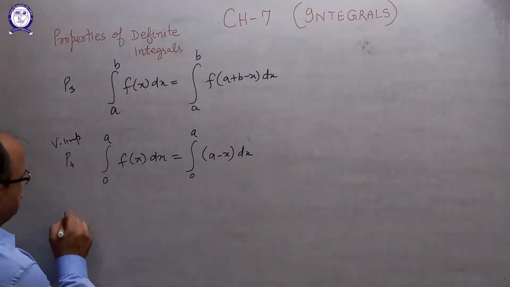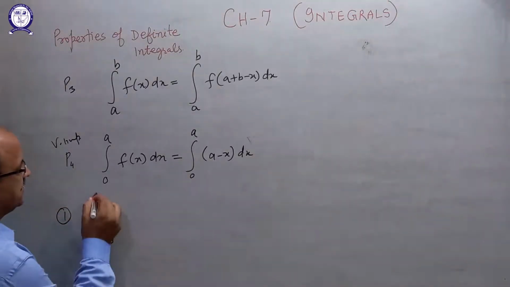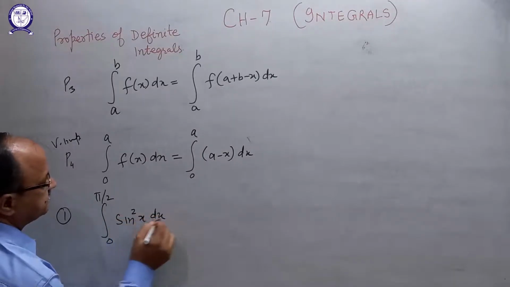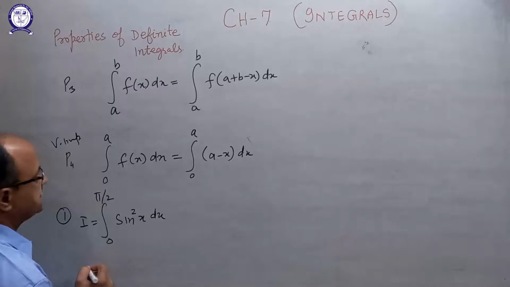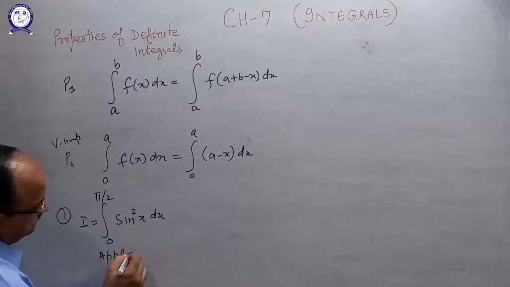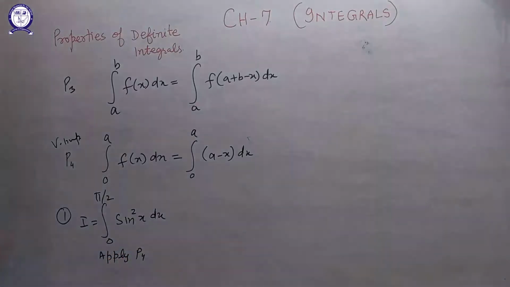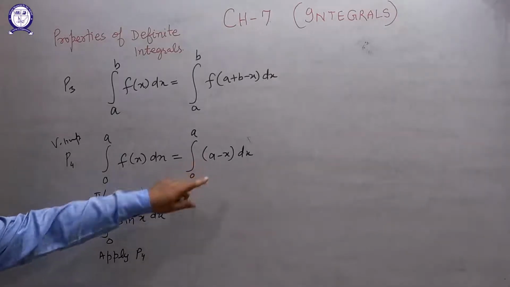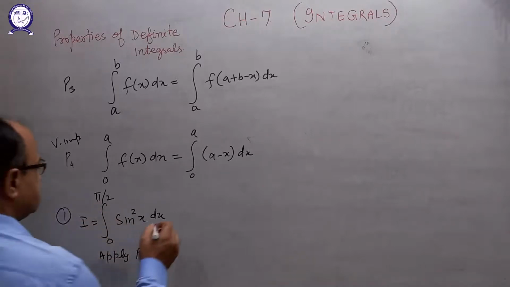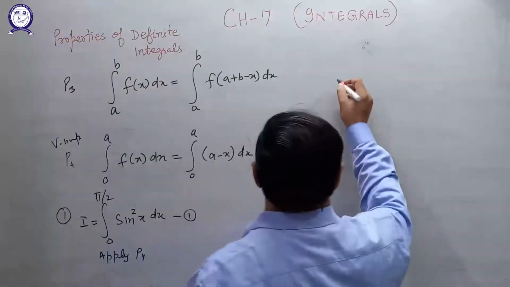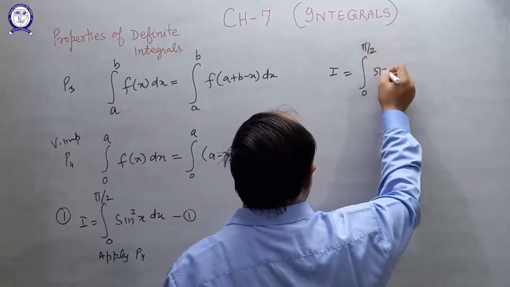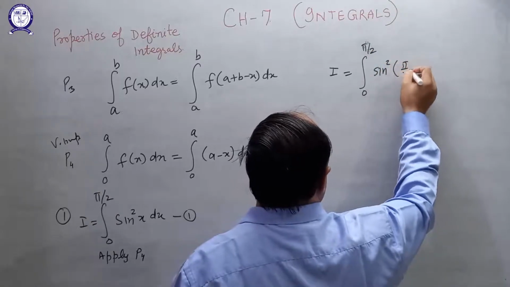For example, question number 1: integration 0 to pi by 2 sin square x dx. This is the first question of exercise 7.11. Now apply P4. Replace x by a minus x. A is here pi by 2, so replace x by pi by 2 minus x. You can write integration 0 to pi by 2 sin square pi by 2 minus x.